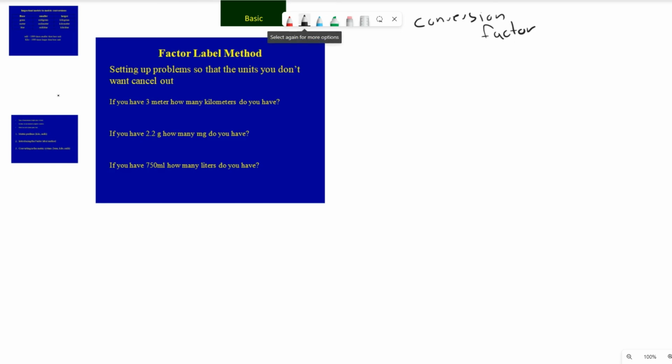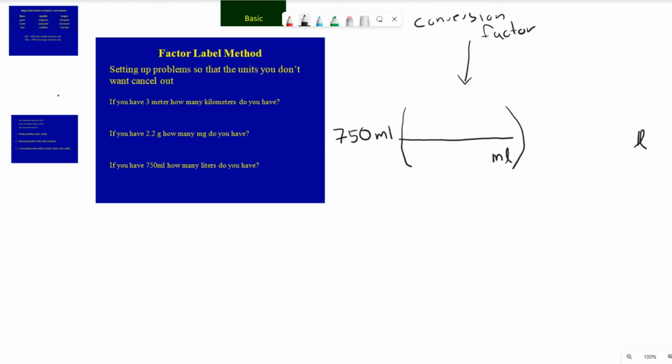So for this one, we're going to be doing a volume problem because we're working with liters here, and we're starting with 750 milliliters. That's what we're starting with, so that's what I write on the left-hand side. And what we want to try to get to is liters, so I put that on the right-hand side over here, liters. I then draw a line right after my milliliter, and I put my parentheses in. Again, that's going to be my conversion factor. I put milliliters on the bottom so that it's diagonal, so that the milliliters will cancel out. And then I put the liters on top because that's what I'm going to end up with.